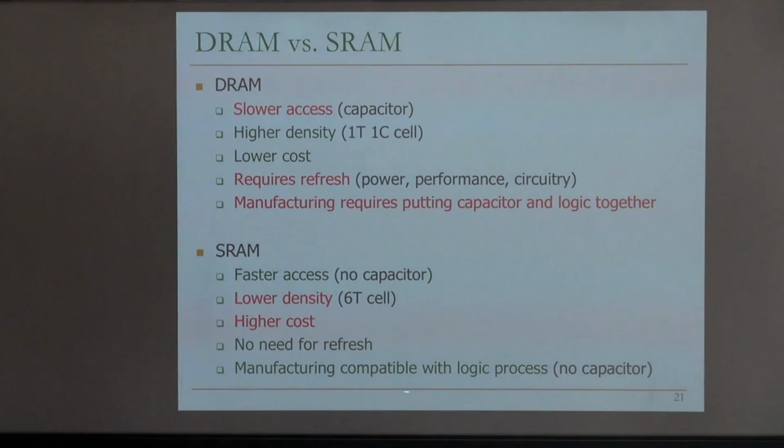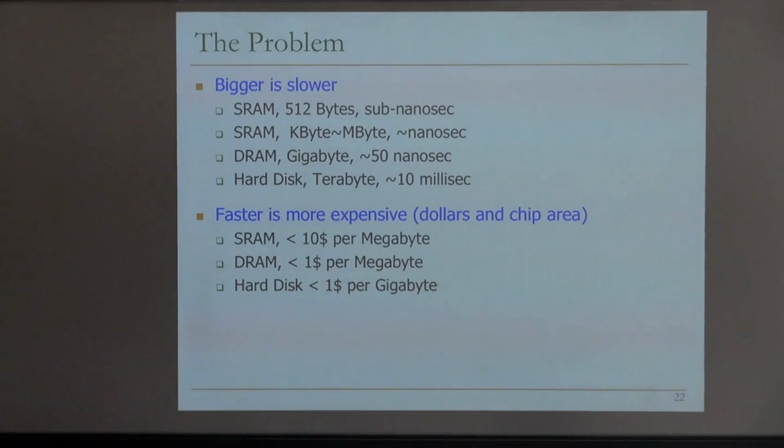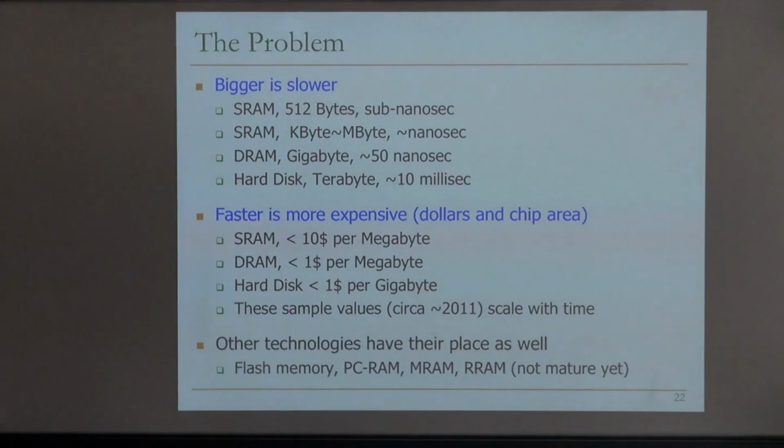In DRAM, a lot of things are dictated by how small you can make this capacitor. And it's becoming more and more difficult to make that small. The capacitor looks like this right now, basically. They etch a huge thing inside the silicon, and it becomes unreliable, as we discussed yesterday, as you make that smaller and smaller. I'm going to show pictures later on, hopefully. So the problem is bigger is slower, as we said, faster is more expensive. These numbers are out of date, and I'm not going to change them. But if you're willing to update the slides, you can help me, no problem.